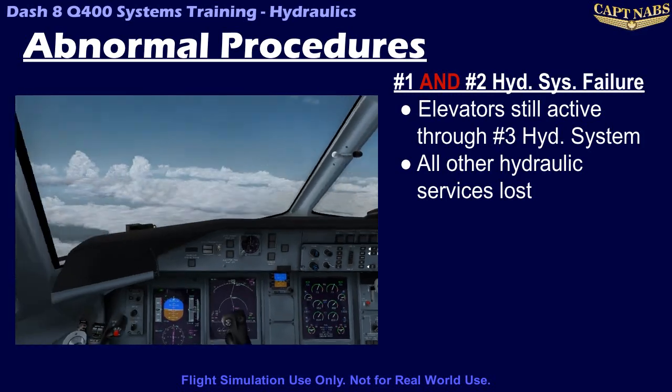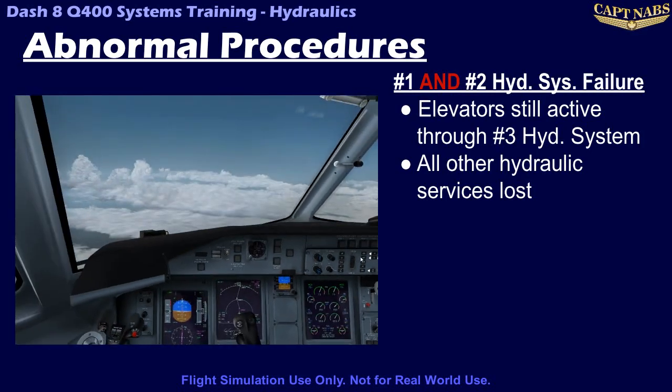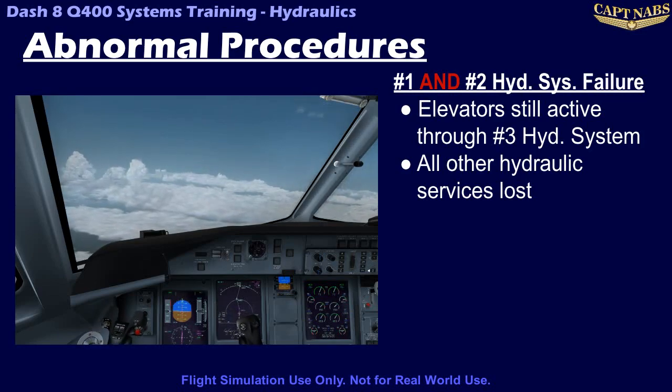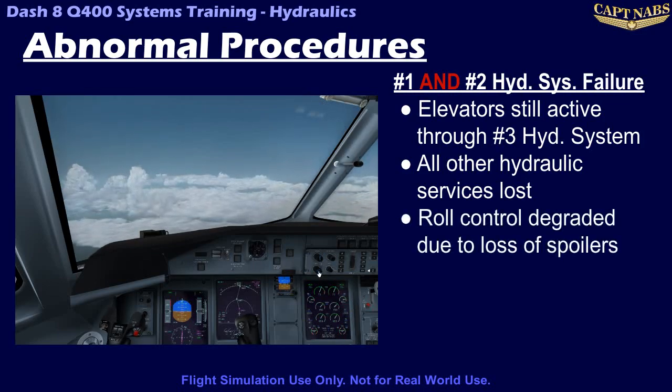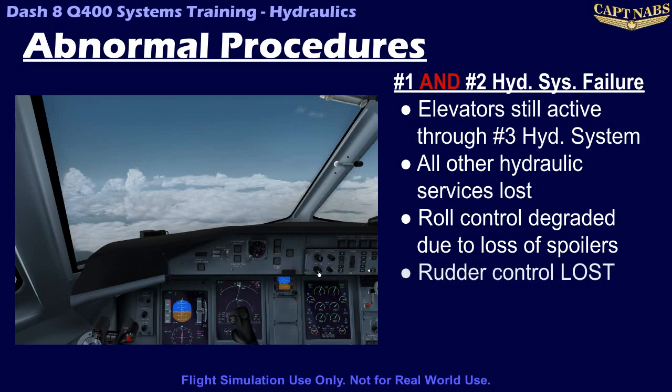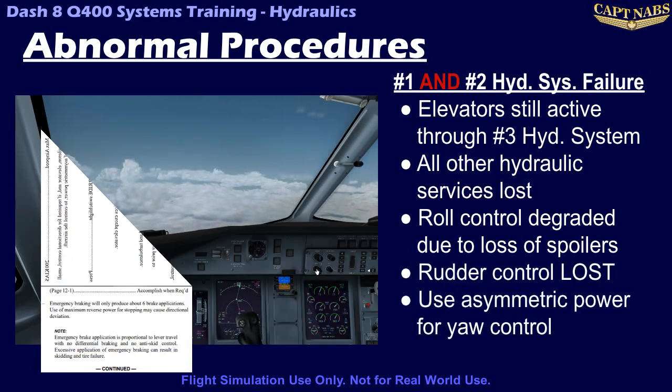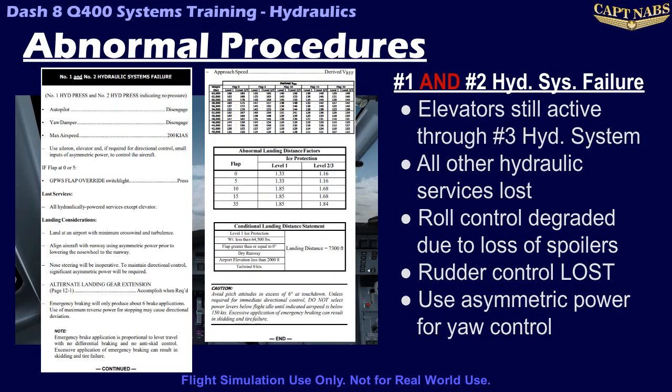The aircraft must be reverted to manual control, no autopilot, and must remain at a slower speed, 200 knots max, to ensure controllability and avoid potentially over-controlling and overstressing the aircraft. Roll control will also have reduced effectiveness without the roll spoilers, and the rudder will be completely unavailable. The only means of yaw control for the aircraft will be the use of asymmetric power if needed.